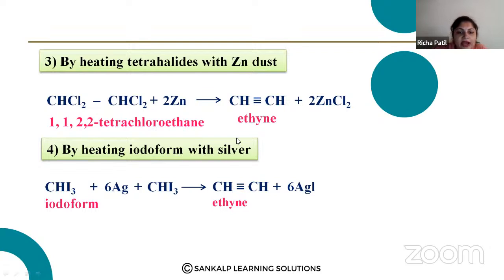Then by heating iodoform with silver. This is iodoform, CHI3, where three hydrogen atoms are replaced by iodine atoms. Two molecules of iodoform are taken, and they react with 6 Ag, silver. When heated with silver, you get ethyne plus silver iodide.